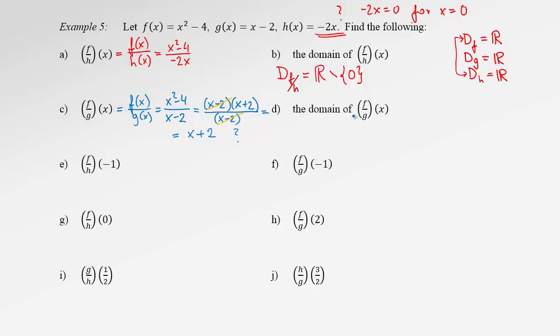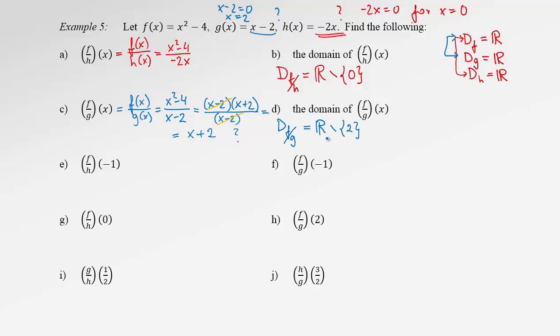But let's check the domain of our function. The domain of f over g is the intersection of the domains of f and g, which is these two, but the intersection of all real numbers with all real numbers is also all real numbers. However, we need to subtract those points that will make the g function equal to 0. When is g 0? Well, g is 0 when x is 2. Therefore, we need to get rid of the 2. The 2 can't be taken.